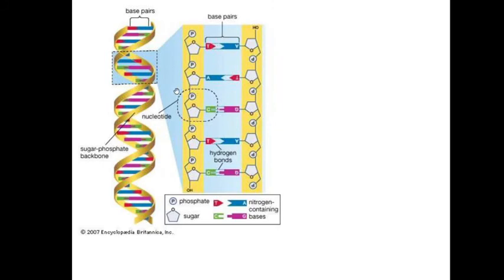This particular component that is made up of a nitrogen base, a sugar and a phosphate, we call a nucleotide. So this single strand is made up of a chain of nucleotides joined together by phosphodiester bonds. This is another strand made up of nucleotides again joined together by phosphodiester bonds, and these two strands are joined with one another by hydrogen bonding.